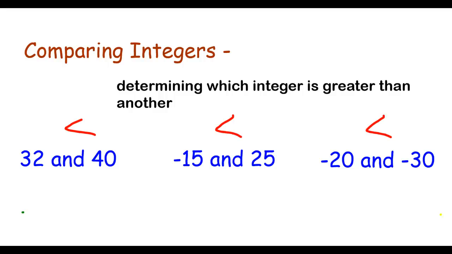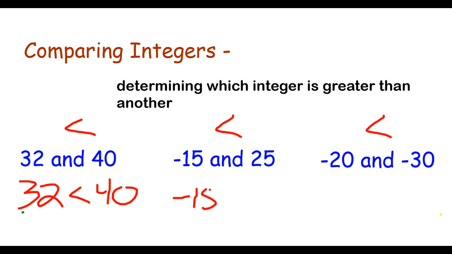So for the first one, we have 32 being less than 40. That's one we're familiar with. For the second one, negative 15 and 25, a negative number is always less than a positive number because it's to the left on a number line.